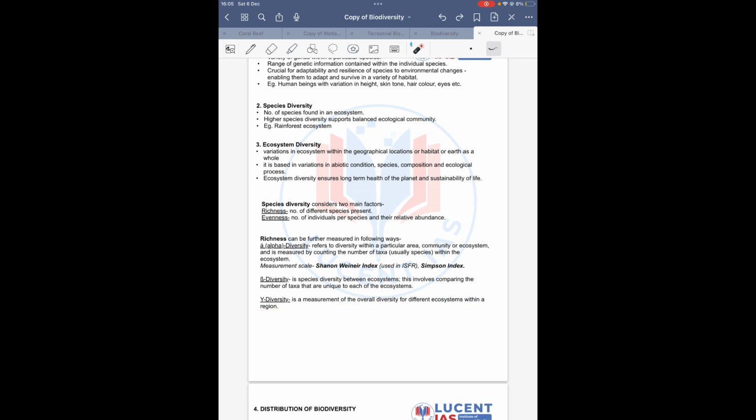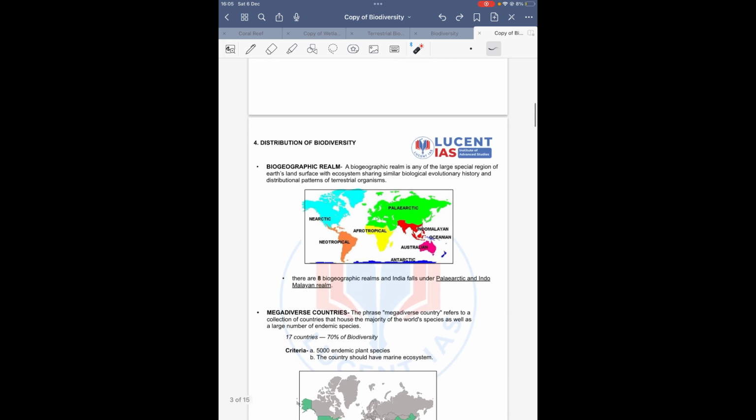Then this alpha diversity, it is measured through the Shannon-Wiener index. This Shannon-Wiener index is used in calculation in the Indian State of Forest Report, or the Simpson index is also used. Clear? Simpson index. Next is distribution of biodiversity.